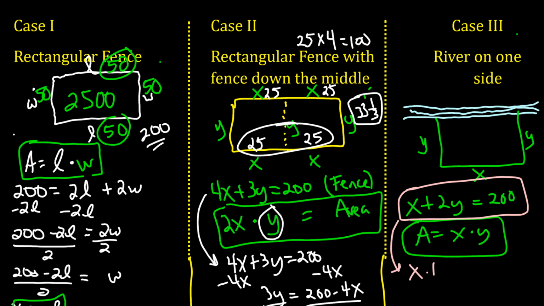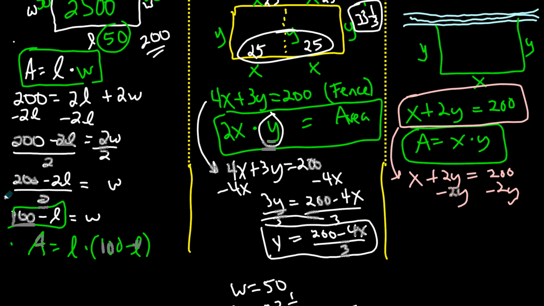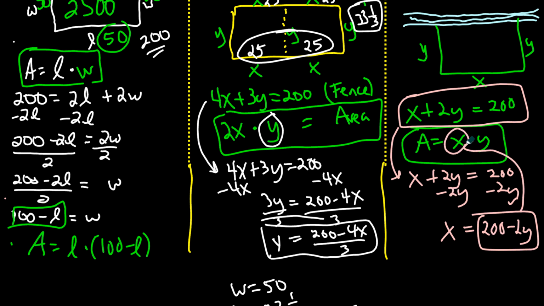I'll rewrite it down here. x plus 2y equals 200. I'm just going to subtract 2y from both sides. Best penmanship of the year here. And so we get x equals 200 minus 2y. What I'm going to do is replace x with 200 minus 2y. So that's going to go in for x into the area formula. So in Desmos, I'm going to type in 200 minus 2y, and then times y.